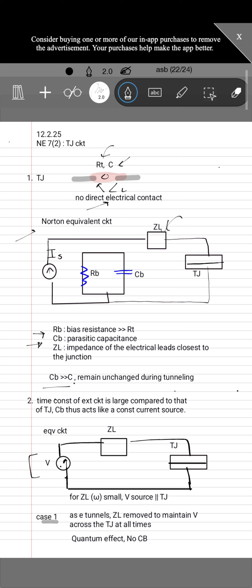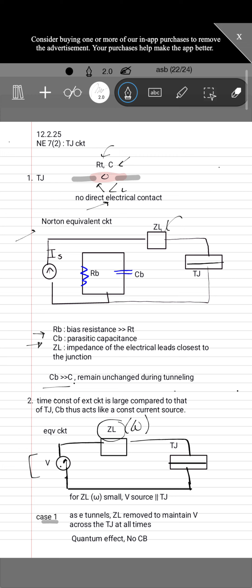Now this impedance, L stands for the Landauer impedance. I will tell you what is the significance of this. Now there are two cases which may arise, and this L is again related to the frequency of the oscillations that take place in the voltage, as mentioned previously. Now there are two cases that can arise.